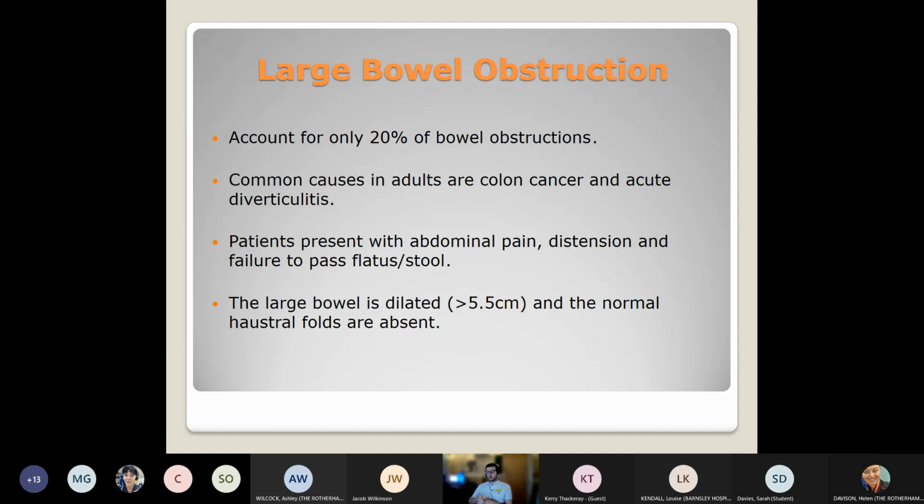On the X-ray, if the loop of colon's above 5.5 centimeters, then it's said to be dilated. The problem is, particularly in older patients, they have quite saggy colons normally. Again, though, often in cases of bowel obstruction, it's almost like they've been blown up with a balloon, so they're obviously dilated. They look stretched. The thick haustral folds of the bowel are no longer present because it's like a balloon. If you have an inflated balloon, as you blow it up, it gets more and more stretched.